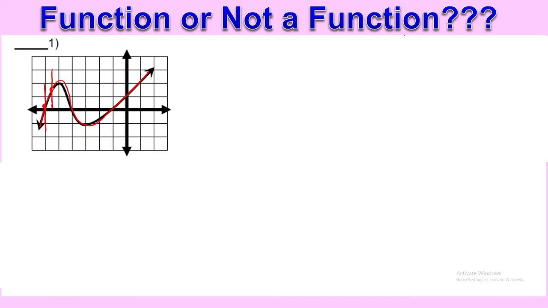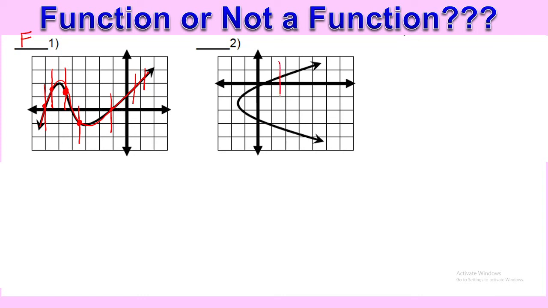It intersected once. I'm going to draw another vertical line, it intersects once. Another vertical line, once. Another vertical line, once. If it intersects the graph only once, then it is a function. If we draw a vertical line and it intersects twice, or two or more times, then it is not a function.